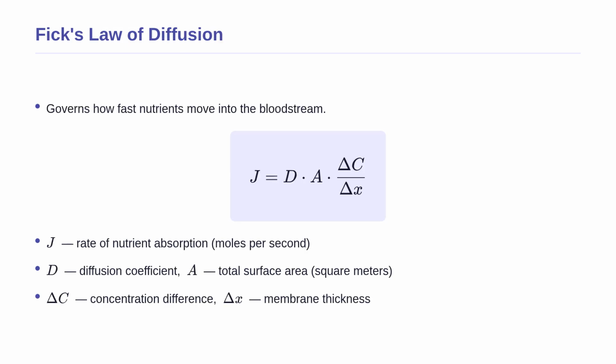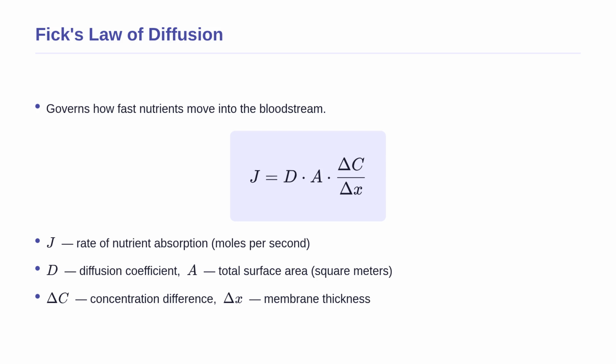To truly appreciate these anatomical modifications, we must look at the physics governing them. This is Fick's law of diffusion. Conceptually, it proves why surface area is the most critical factor in biological absorption. Let us break down the symbols.